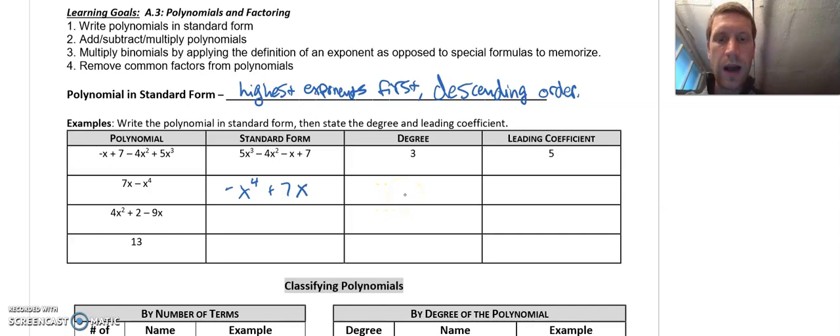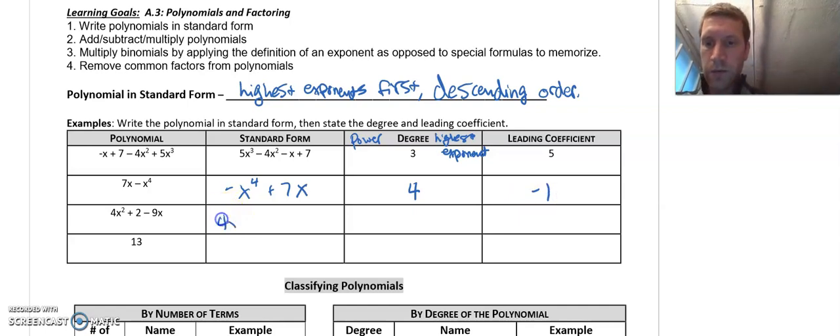My degree is the highest exponent. It's also called the power. Okay, so this would be a degree 4, or a fourth degree polynomial. The leading coefficient is the coefficient for your leading term, your first term, once it's in standard form. So for your variable with the highest exponent, what's your coefficient? This would be -1.